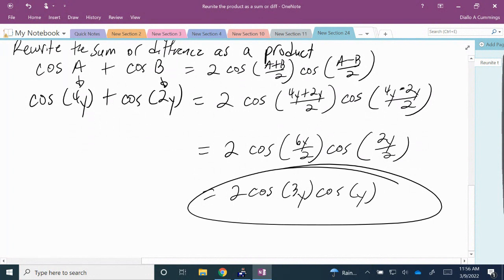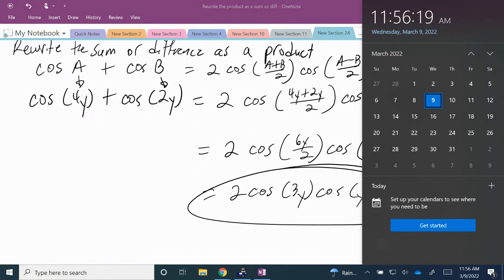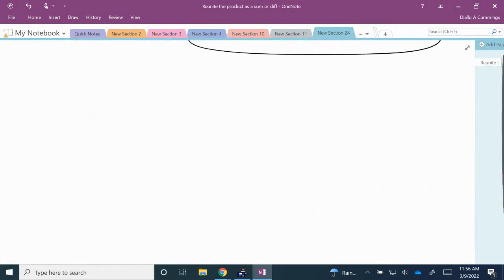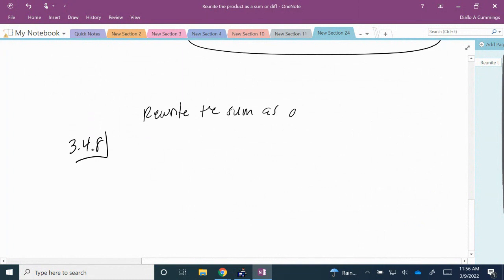Right, so pretty straightforward. Now, in some instances, you may have to use the negative number identities, right? Because you want to make sure that all of these angle measures are positive. All right, so let's take a look at one that requires that. This is similar to problem number 8. So this is 3.4.8. And we're asked to rewrite the sum or difference as a product.